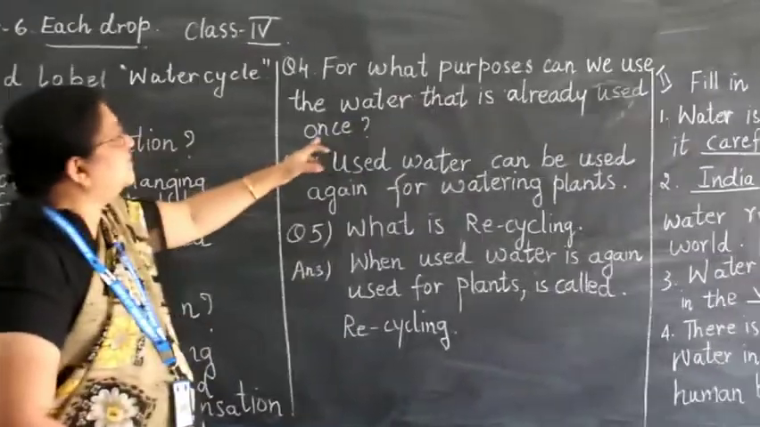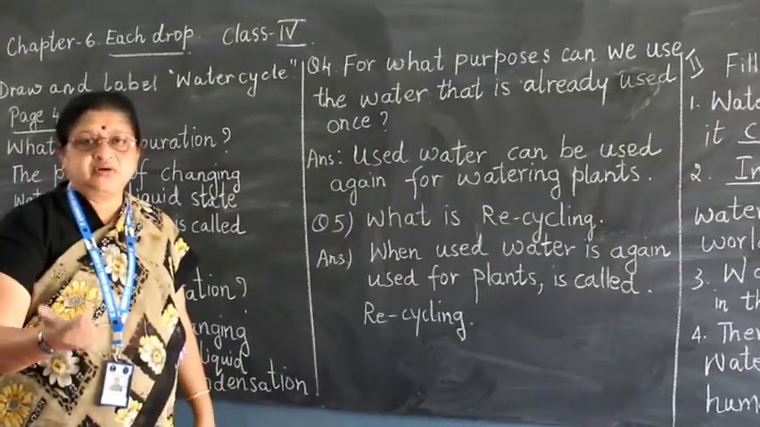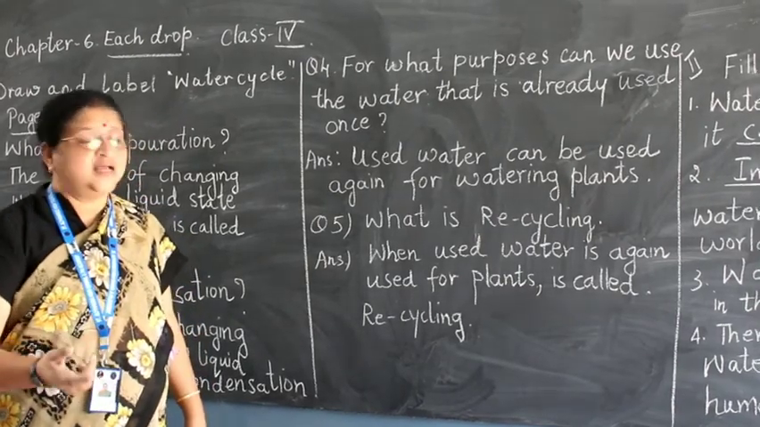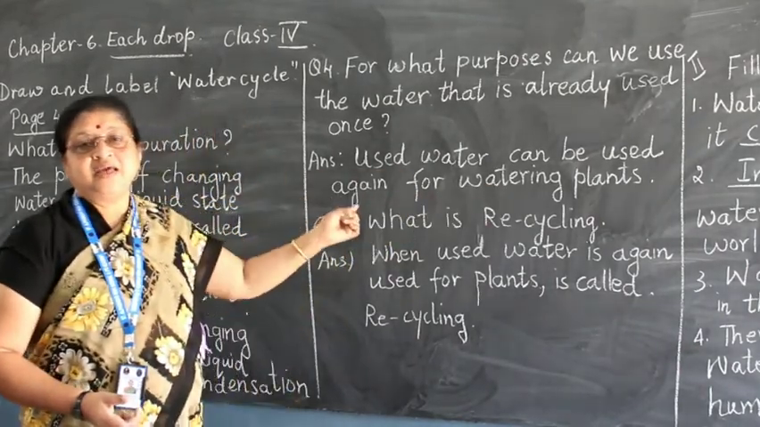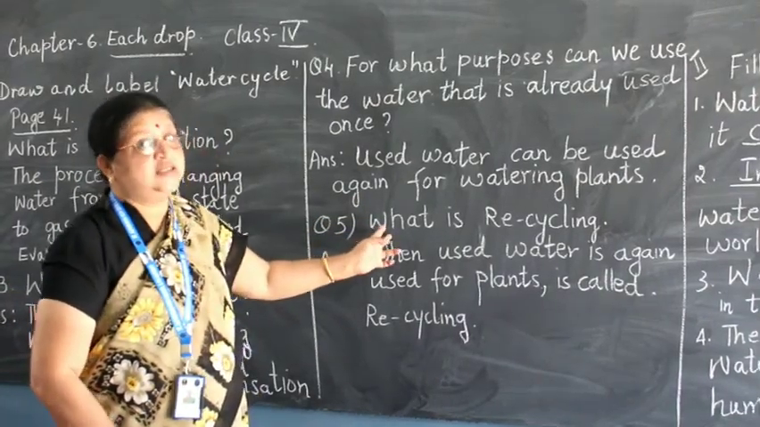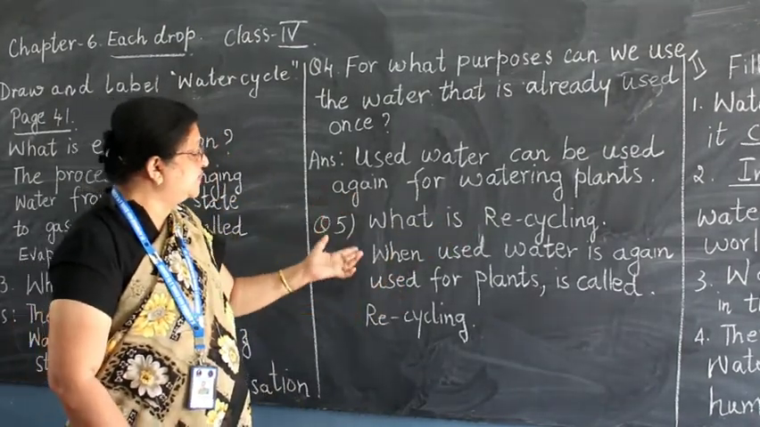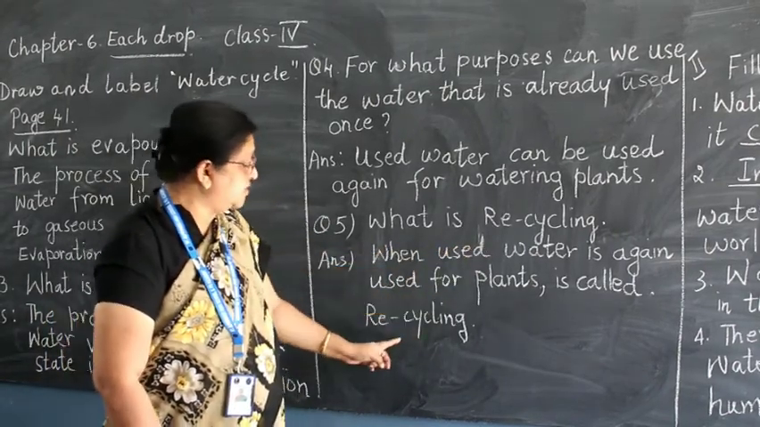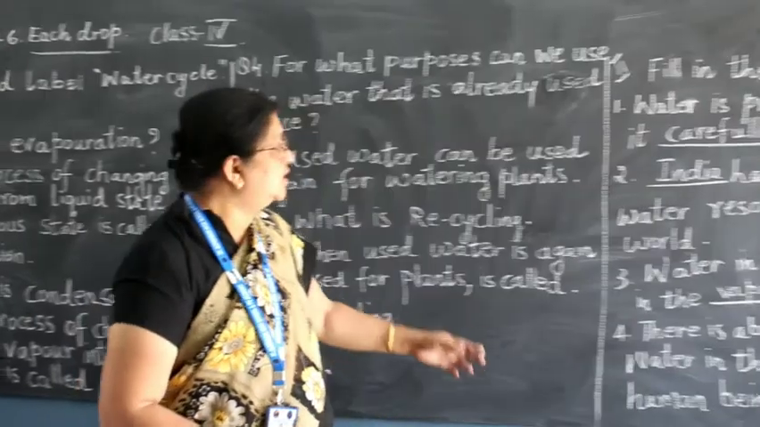For what purpose can we use the water that is already used once? So what can we use the water which is already used, children? It can be used for recycling. What is that? You can use it again for watering plants. You can again use this water for watering plants. The next question, 5 questions of this lesson are very important. What is recycling? Now what is recycling? It is the same as what we read above. When used water is again used for plants, it is called recycling. When we use water once again, it is called recycling.